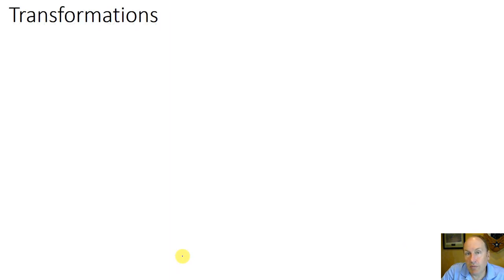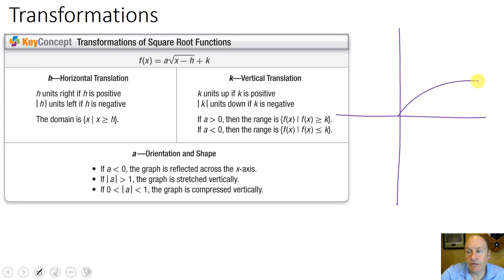So to transform a square root function from that parent function, the square root of x, all of these transformations work exactly like they do for the other types of functions, mostly polynomial functions that we've looked at so far. So if I have a function in the form f of x equals a times the square root of the quantity x minus h, plus k, that point h comma k is kind of like a vertex. It's a very important point.